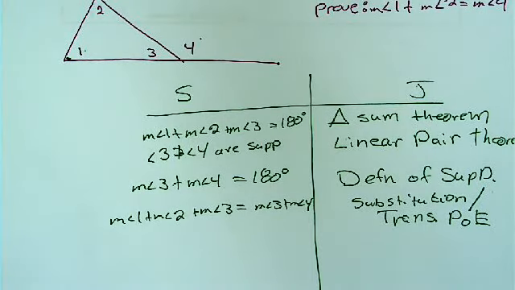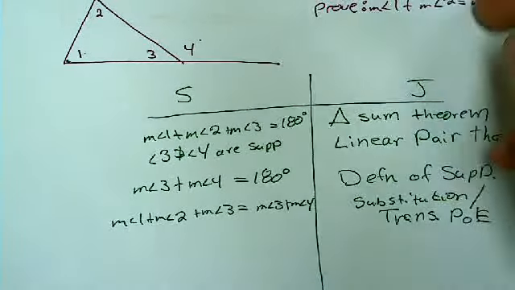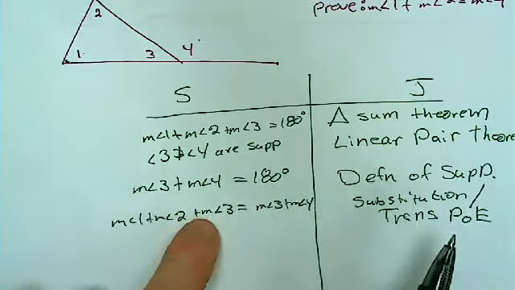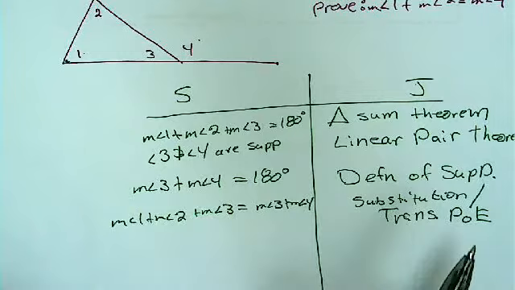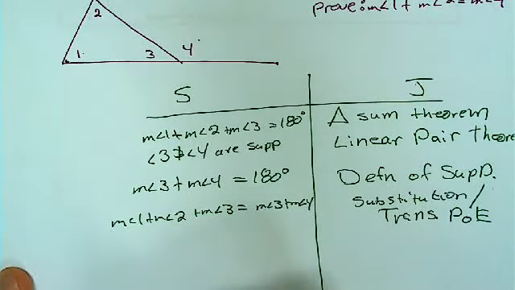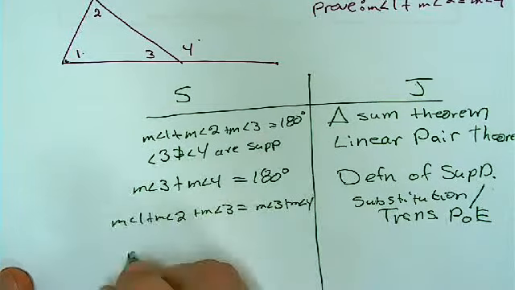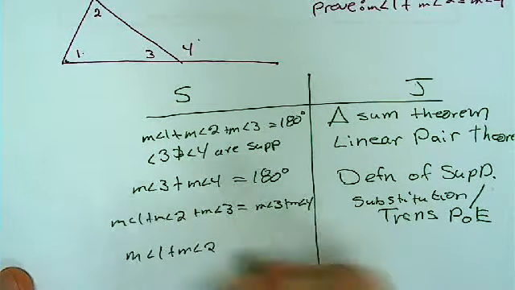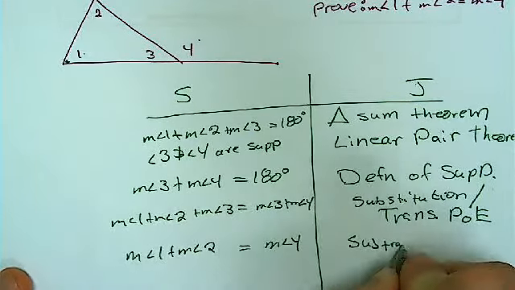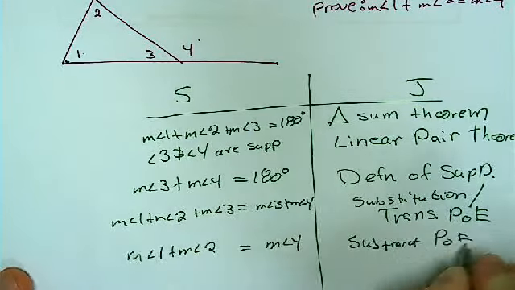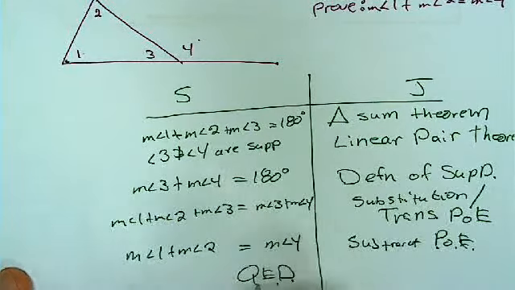My goal is to say that 1 and 2 equals 4. I always should be thinking about where I want to end up. Can I get there from here? What am I subtracting? Yeah, knock those guys out. So measure of angle 1 plus measure of angle 2 equals measure of angle 4. Subtraction property of equality. That is what I set out to prove.